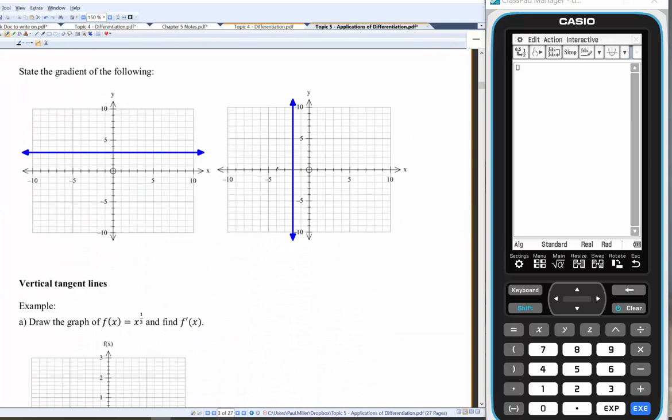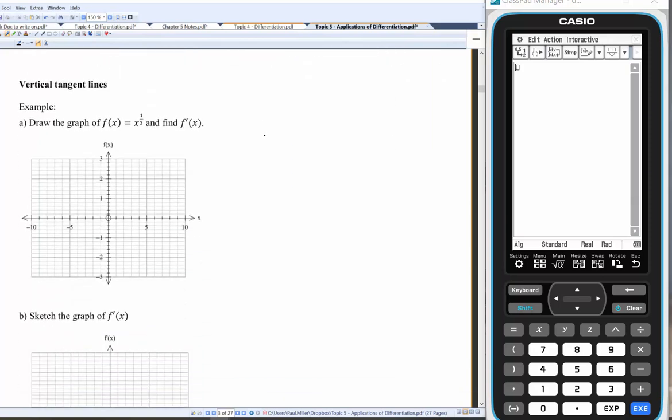All right, state the gradient of the following. Well, this seems like it's year 9 all over again. The gradient here, m is equal to 0, because as x increases, y doesn't. On this one here, we've got m is undefined, because the definition of gradient is as x increases, and x doesn't increase. X is always the same. So we've got an undefined gradient here, not 0, undefined, very important.